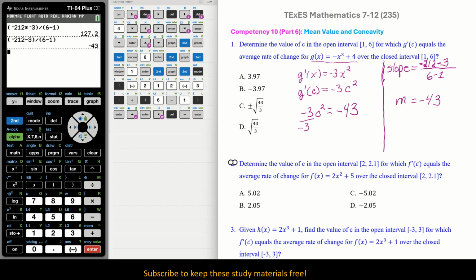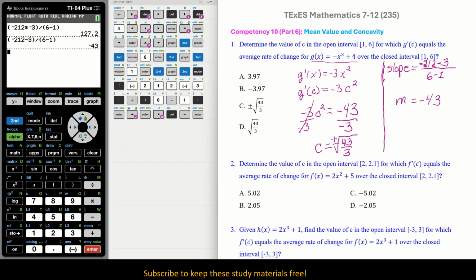Now we divide both sides by that minus 3. This cancels. And we know to get a value for our C, we just pop that under the square root, the radical. Okay, but we have a negative divided by negative, so that actually cancels out. So we know that here, okay, we know that we have 43 divided by 3. Now remember, that's positive or negative.